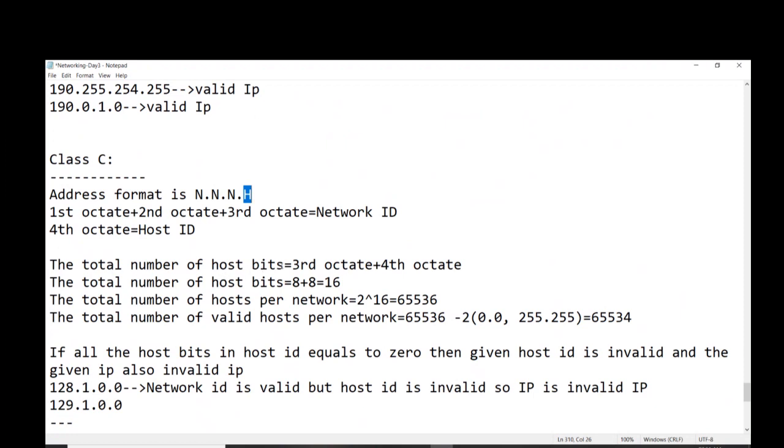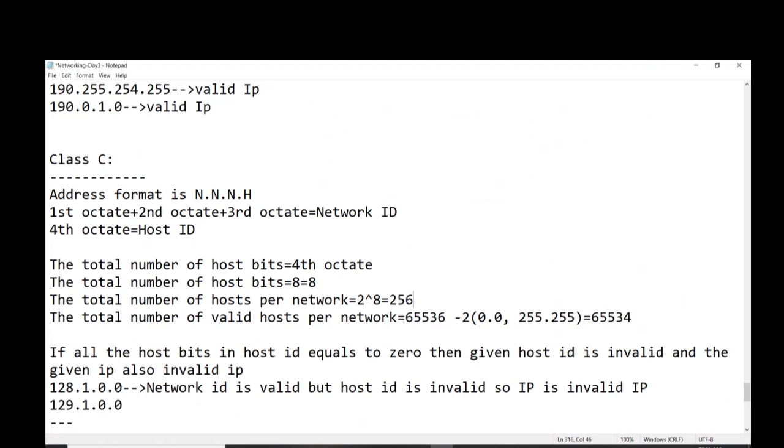The total number of host bits equal to how much? We are calculating only the number of hosts per network, so only the fourth octet we have to consider. Host bits, because only the fourth octet represents the host ID. Then total number of host bits equal to eight. So 2 power 8 is the total number of hosts per network. How much will you get? 256.